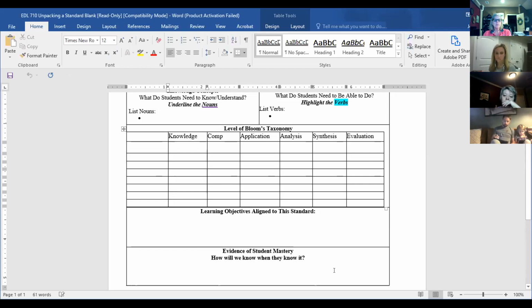Then the evidence of student mastery is how are you going to know if they know it? So what is it that you're going to do to assess their understanding? It could be an exit ticket. It could be a quiz. If you're in the beginning learning stages of these kinds of concepts, you might be using manipulatives. So the students are going to demonstrate it with math blocks or whatever. But just tell me how you're going to know if they've learned it or not, okay?